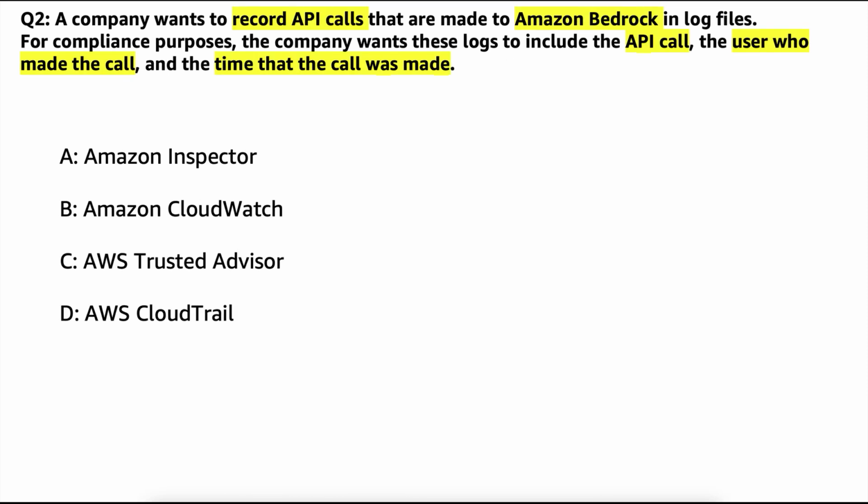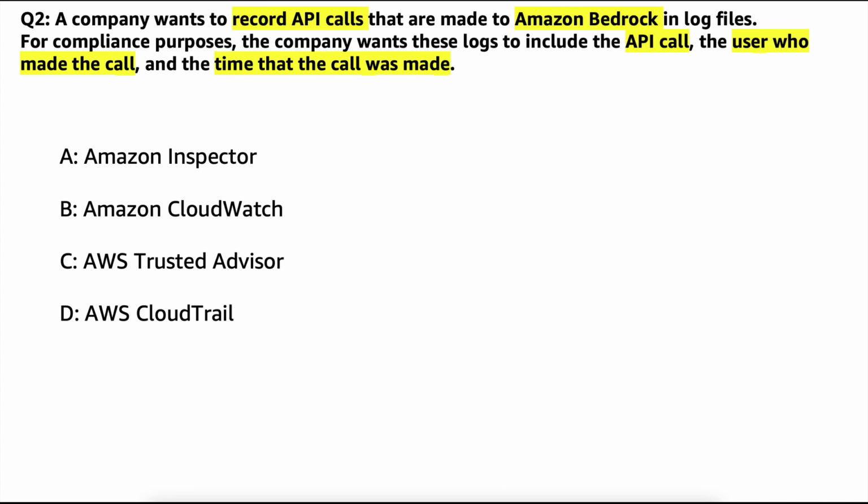Now let's examine the key terms in this question that will help guide our analysis. Notice how I've highlighted the critical terms: record API calls, Amazon Bedrock, log files, and API call, the user who made the call and the time in yellow. These terms are essential to understanding what service we need for comprehensive API monitoring and logging.